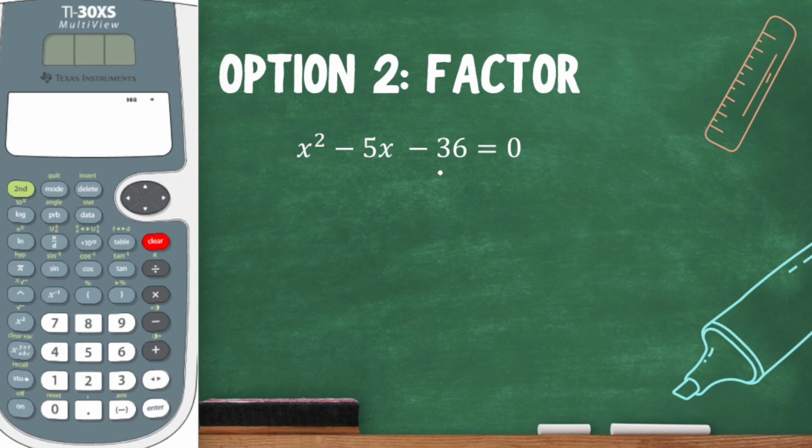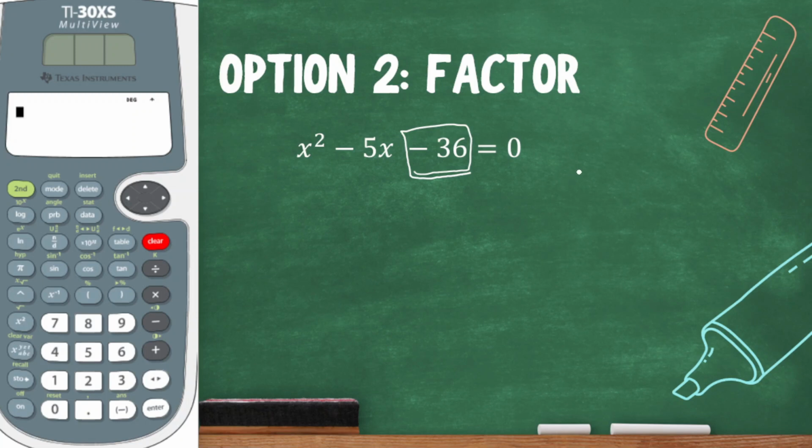Another option is to factor the quadratic. You want to do this if you don't have any answer choices, or if you're pretty good at factoring. So when you're looking at how to factor, you want to look at the last term first, and that includes the sign to the left of it. And we want to go ahead and list all of the numbers that can multiply together to make that number.